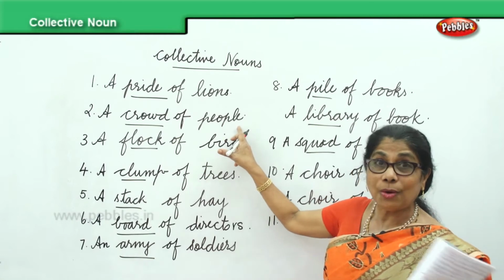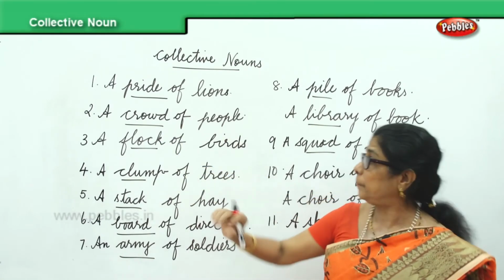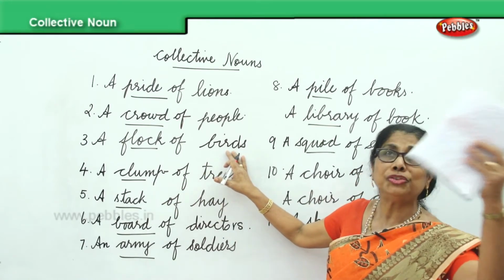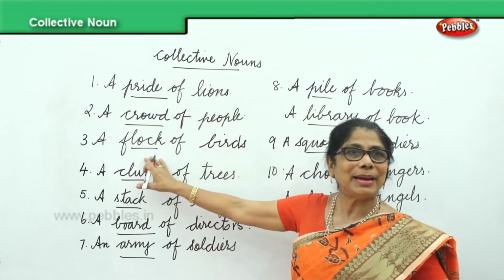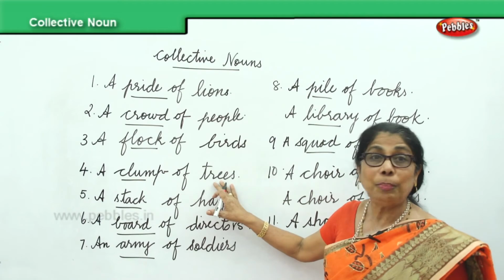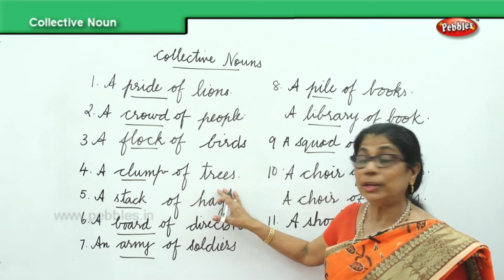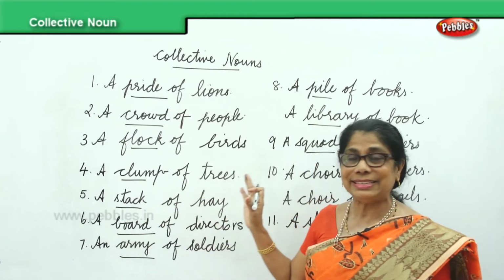Crowd, when you see a large crowd. Crowd of people, mob of people. Then the group name given to birds. When you see a large number of birds flying in the sky, you can say a flock of birds passed by. Then for trees in the forest or in your garden or in your orchard, when you have a large number of trees together, you say a clump of trees.